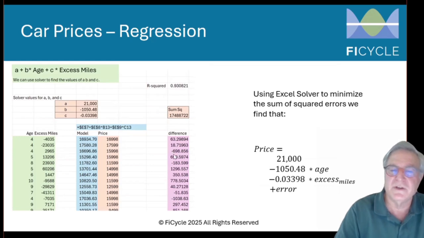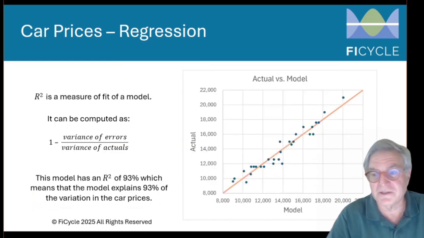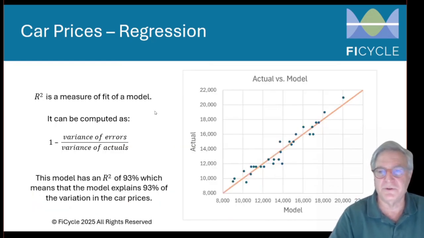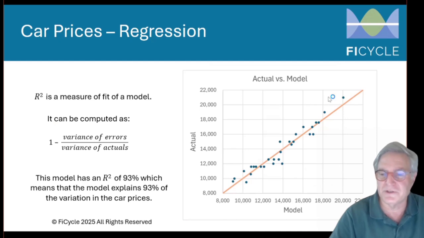And you can see that the model values vary by $63, $1,200, $40. So it's a pretty good fit, but obviously not an exact match. So we want to see how good a match that is. And one of the things that we can do is something called an R-squared. An R-squared is a measure of model fit, and it can be computed by taking the variance of the errors, that's the distance between each dot and the line, and then the variance of the actuals, which is just how much the dots vary by overall.